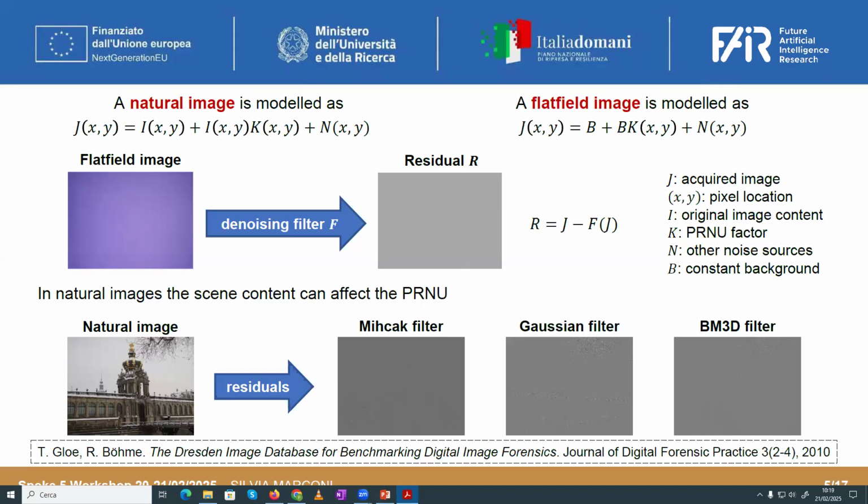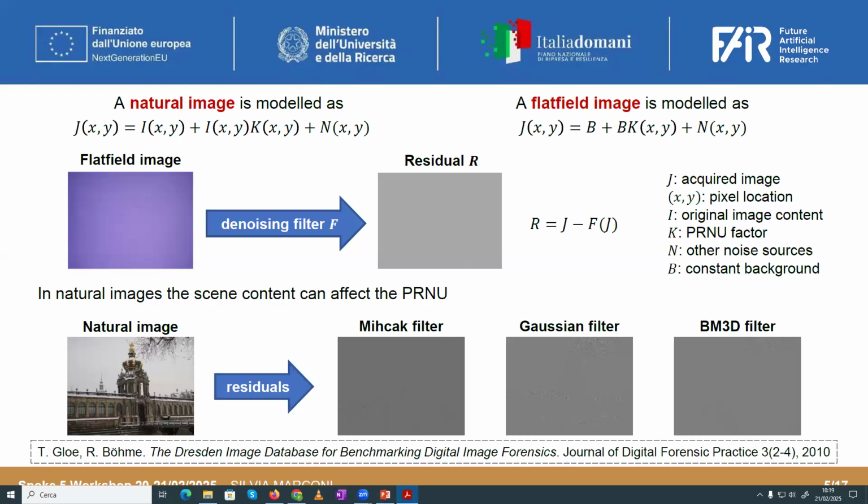But while for flat field images the residual is representative of the PRNU, this is not the case for natural images, where, as we can see from these three residuals obtained with three different filters, there are some artifacts above all in the points where there are high gradient variations. And so this procedure tends to destroy the PRNU, that for this reason could not be a feasible tool for image classification.